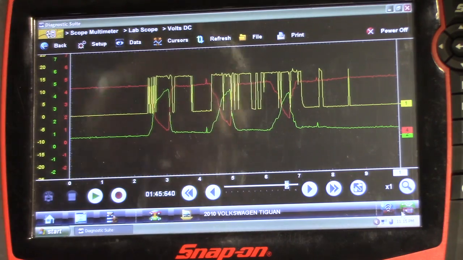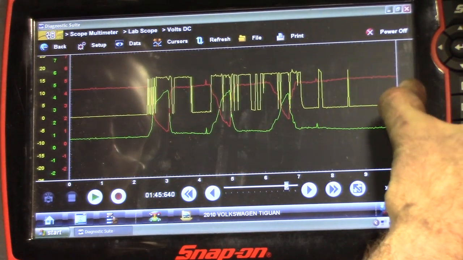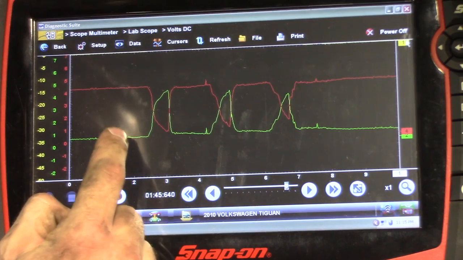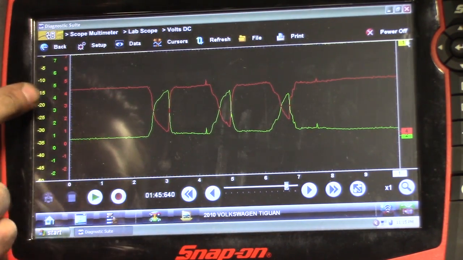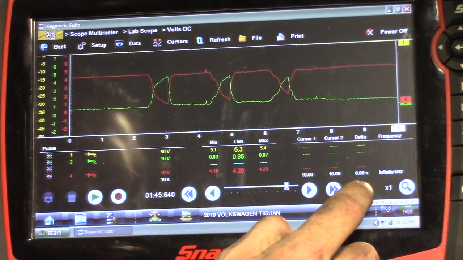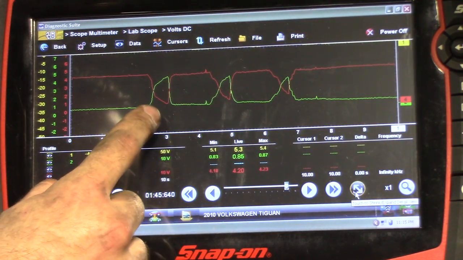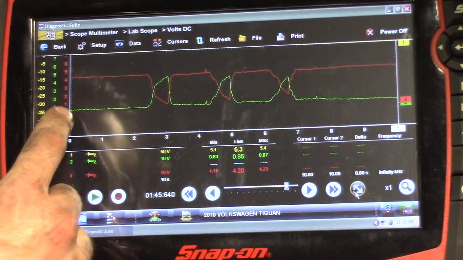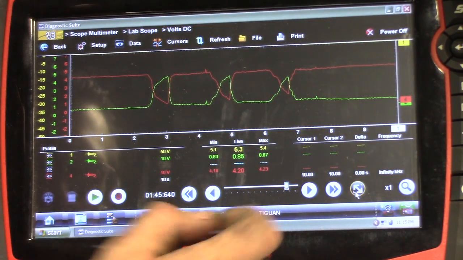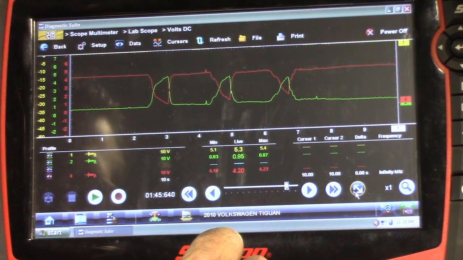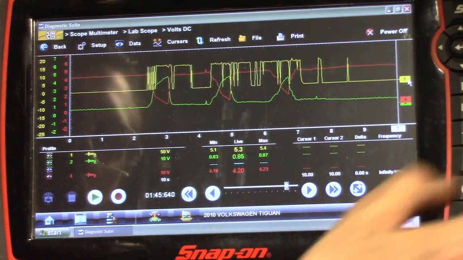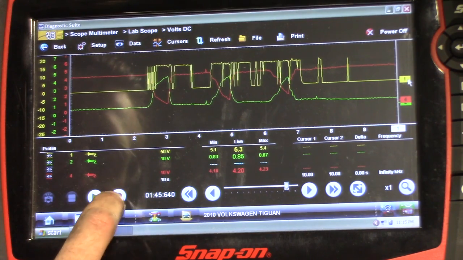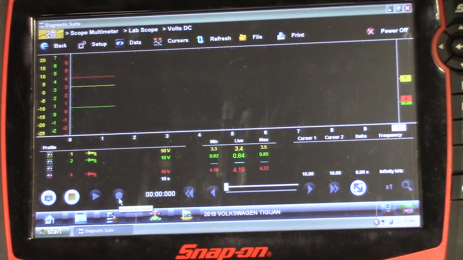Right there we can see our control on the yellow. Move those out of the way. There's our throttle positions that cross over each other. One looks to be about 4.5 volts, dropping down to about 1, and the other one would be about 0.5 volt, going up to about 4. Turn this key on one more time.